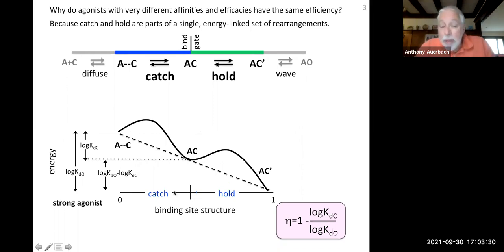And the position on this axis, just like phi is the position on the axis with the transition state, is equal to this ratio here. We call this kappa, the log KDC over log KDO. That's what this position is. So this is just like phi value analysis. If you took a transition state and pulled it down, it's exactly the same as phi value analysis.